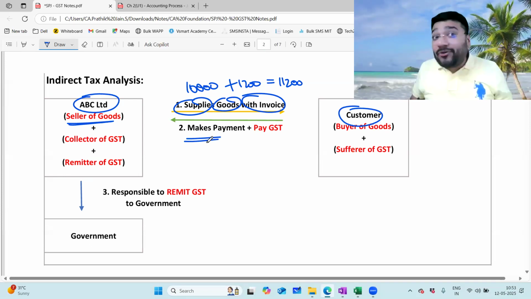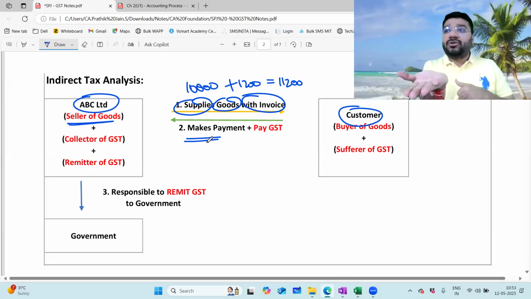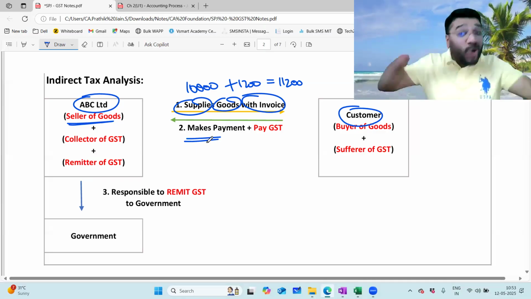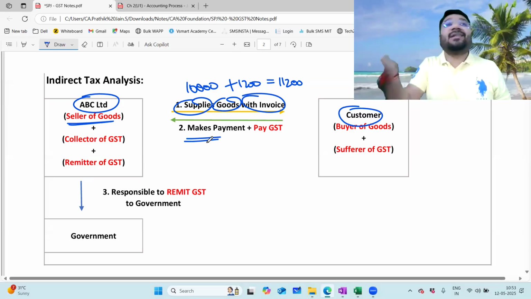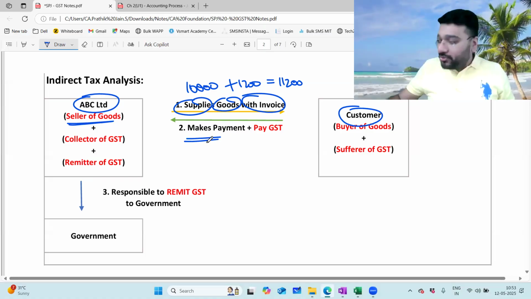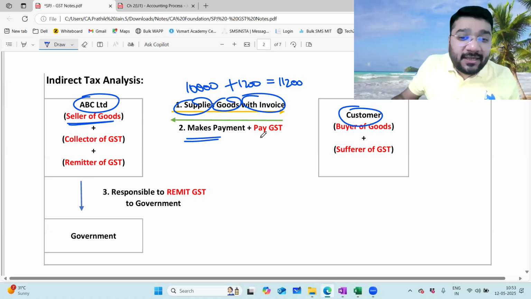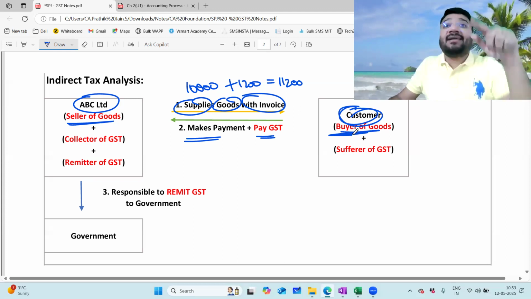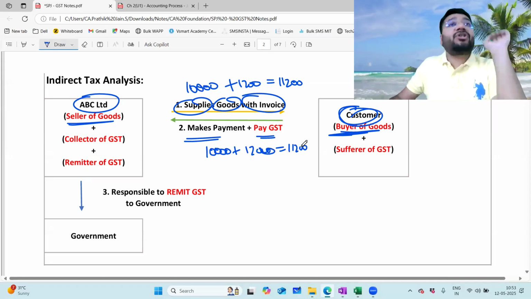So now the customer has to make the payment. Will he pay only 10,000 here? No. He will say, see, I purchased 10,000 worth of goods, why should I pay GST? Arey Baba, you have to pay GST not on your voluntary motion, but because you are compelled by the law. If you don't pay GST, the person will not sell the goods to you. Are you able to follow? So as an end consumer, you and we have to pay the GST. So now the buyer of the goods has to pay 10,000 plus 1,200. How much does he pay now totally? 11,200.